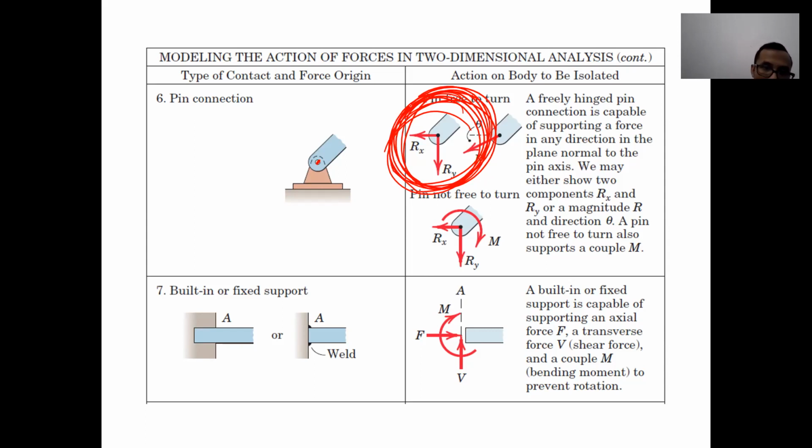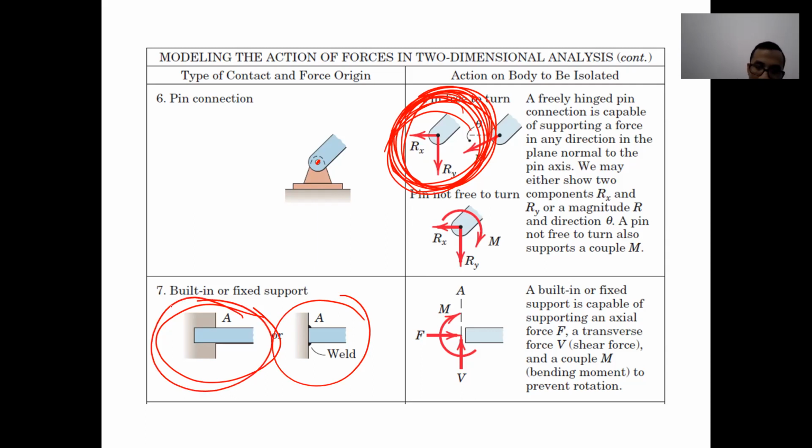It's like this or like this. When there is a welding there, it means it's fixed support, or built in like this. You put it inside of the concrete like that, then the restriction is in all the directions: vertical, horizontal, and moment. So you're supposed to replace those kinds of support with sigma Fx, Fy, and moment.